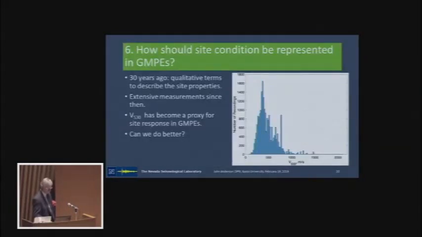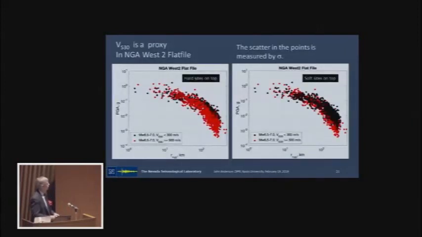Okay, let's see. Another question with the ground motion prediction equations is, how should the site conditions be represented? Okay, so 30 years ago, we were just using qualitative descriptions. It's soil, hard soil, soft soil. Now VS30 has become a proxy for the site response for many of the GMPs. But I think we need to find ways to do better. And I have a couple slides to illustrate that.